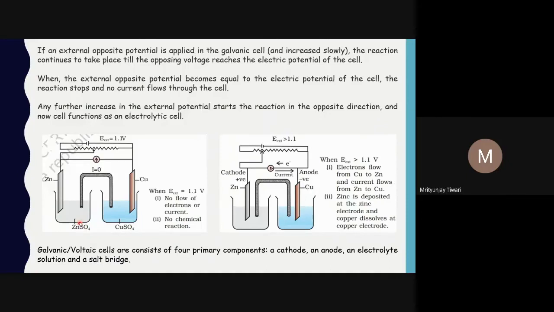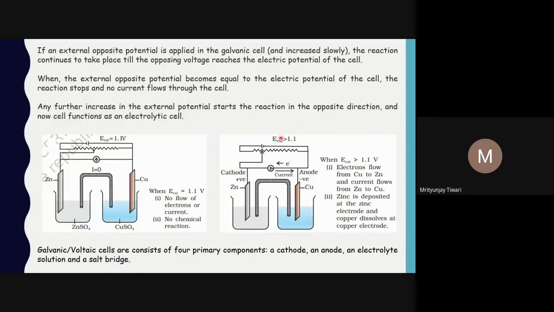And the example is zinc sulfate and copper sulfate as the electrolyte. If the opposite external potential is 1.1 volt, there is no flow of electrons or current, and no chemical reaction is happening here. Nothing is happening. But once you keep the external opposite potential more than the EMF of the cell, the electric potential of the cell, what will happen?